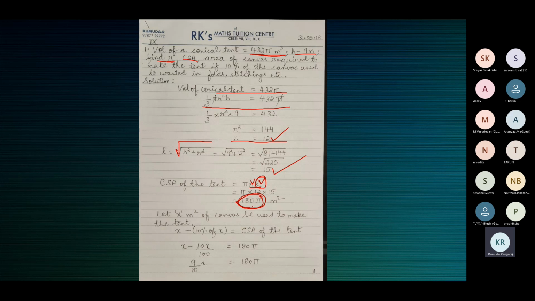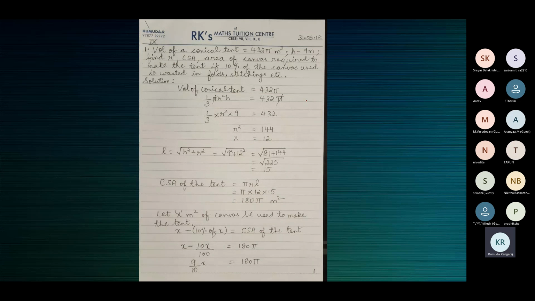if you feel the CSA is only the area to be purchased, supposing you feel the area of the canvas required is 180 pi itself, because that is only the CSA of the tent. Then the CSA of the tent must be 180 pi. But if you buy only 180 pi meter square of cloth, 10% on that will be wasted. So the CSA of the tent will be lesser than 180 pi. The required CSA is 180 pi.